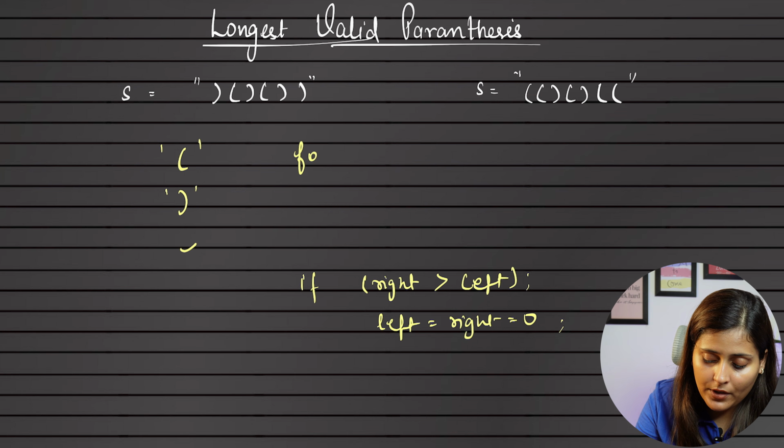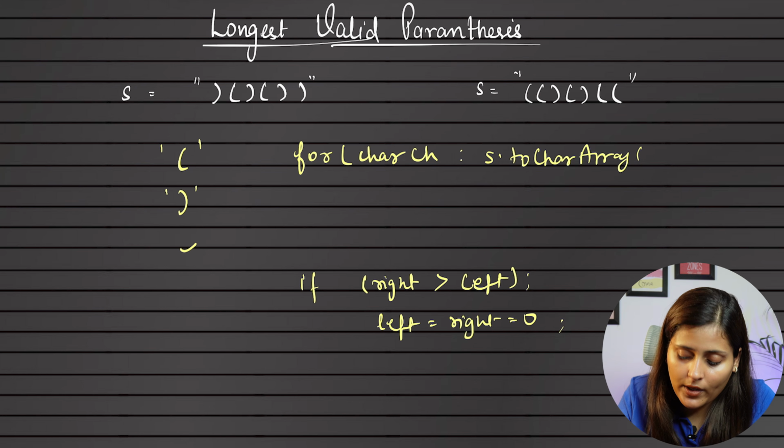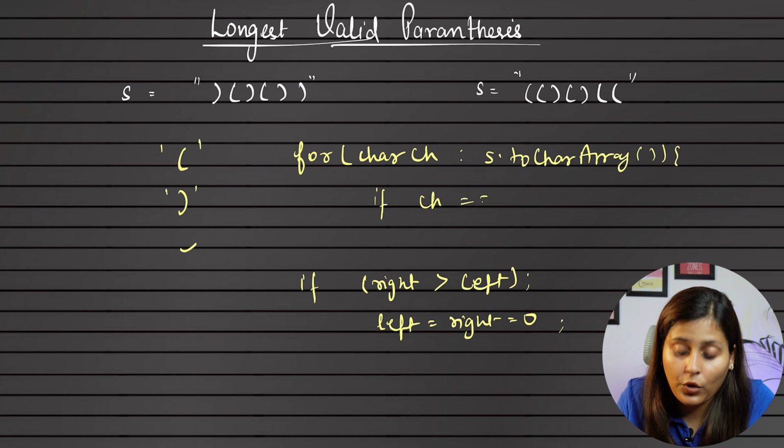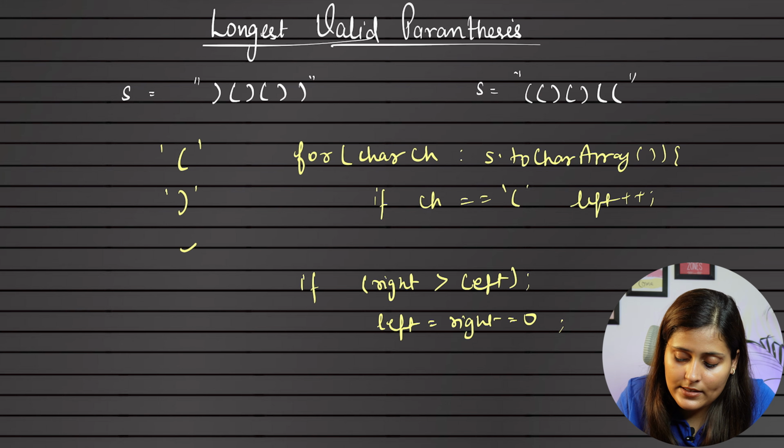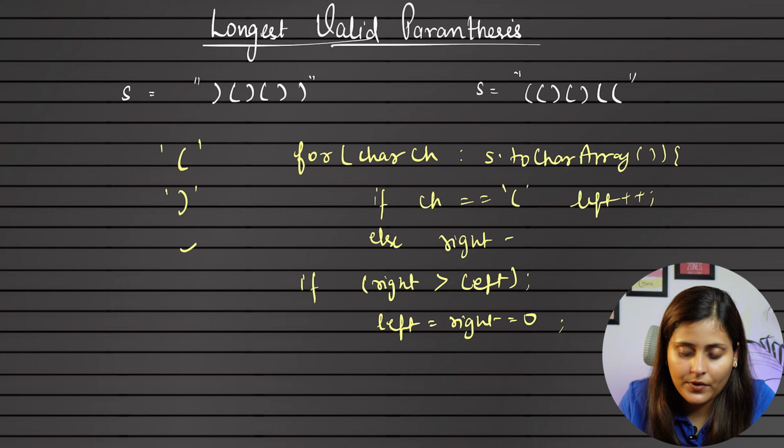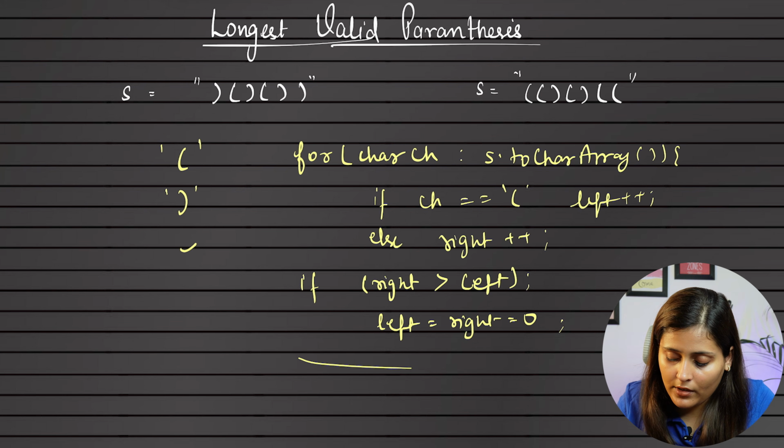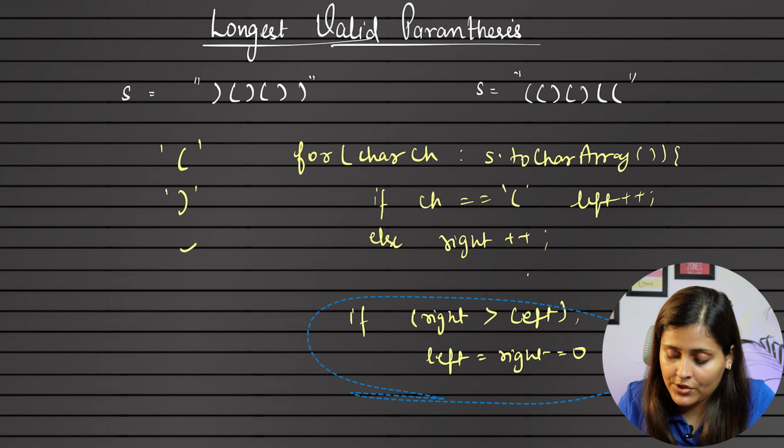And we will iterate with a for loop. So for, we will read character ch one by one in s.toCharArray(), okay? Now, if this ch is equal to what? Open bracket, then this is left. So we will do left plus plus, else we will do what? Right plus plus. Very simple. Okay. This is for reinitialization.